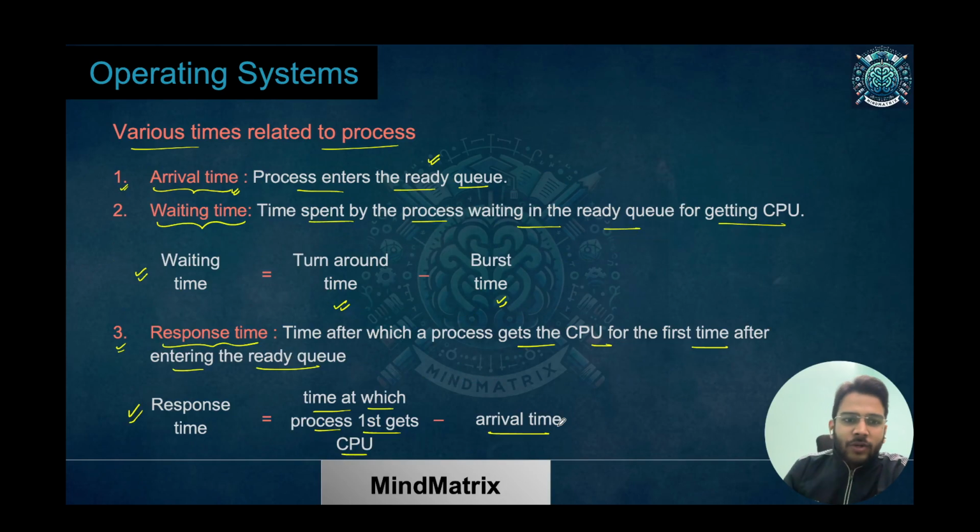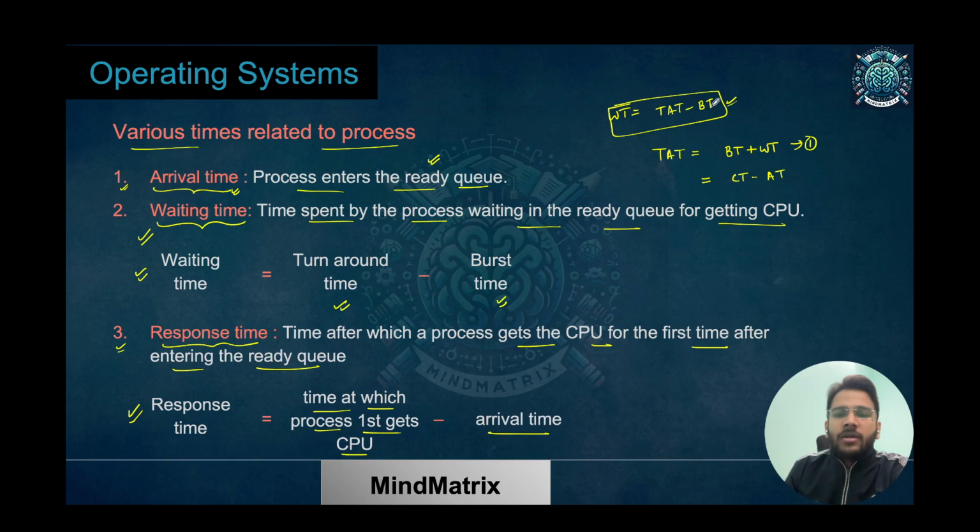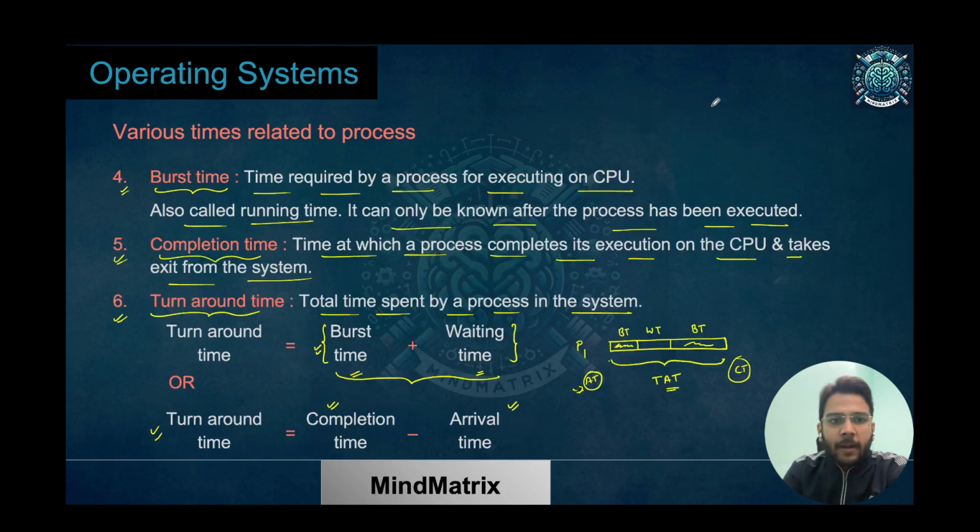Clear? So here we were discussing the waiting time. As we know, turnaround time is your burst time plus waiting time, or we can also say turnaround time is completion time minus arrival time. So from this equation we can get waiting time, which is nothing but your turnaround time minus burst time. Clear? So this is going to be the equation.